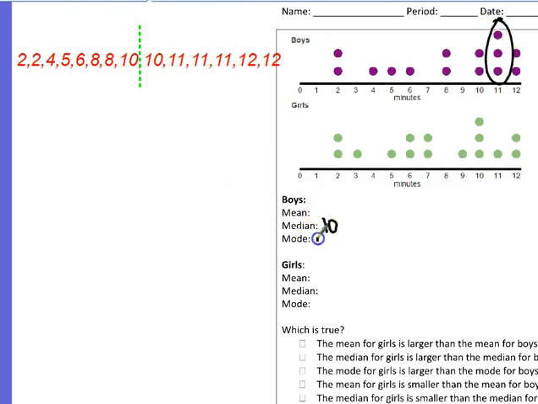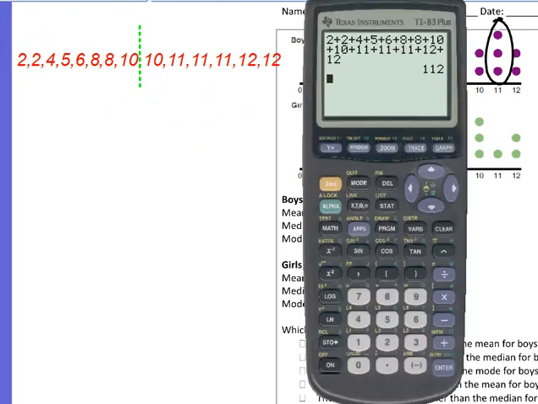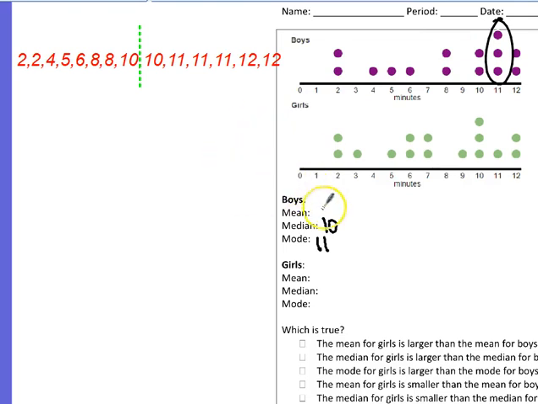It's the number 11. And for the mean, I have to add all those numbers up. Okay, so I've added all the numbers in this list up. They make 112, and then I have to divide by how many numbers there are. There are 14 of them. And I get 8. Okay, so the average number for the boys is 8.